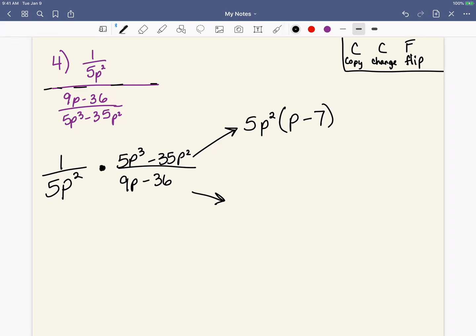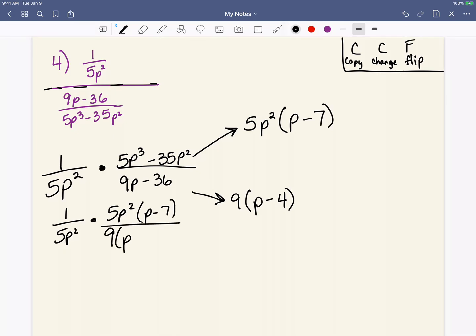And in this bottom one, right, I can factor out a 9. That gives me p minus, and that's going to be 4. Okay, so now I really have 5p squared times 5p squared p minus 7. And then that's going to be 9p minus 4. So again, I can cancel out my p squared, 5p squared, and that's going to leave me with p minus 7 over 9p minus 4.